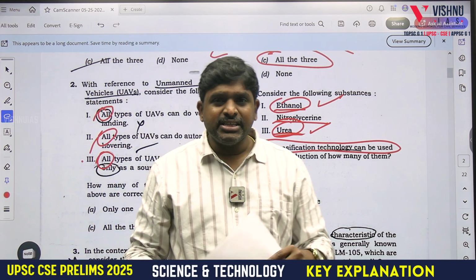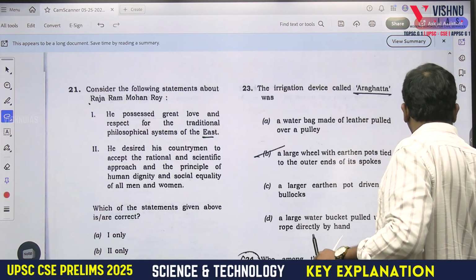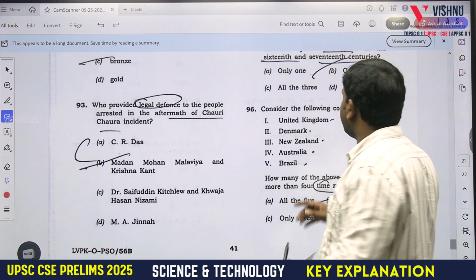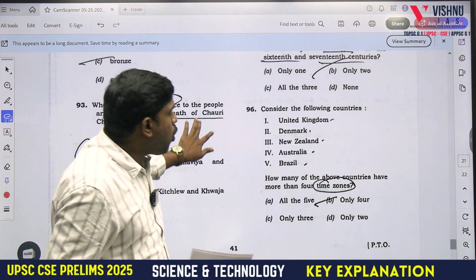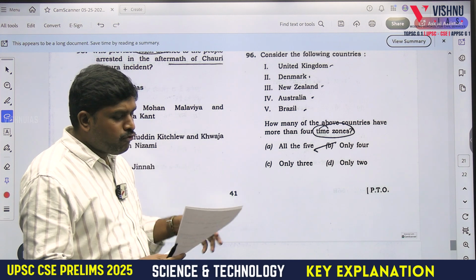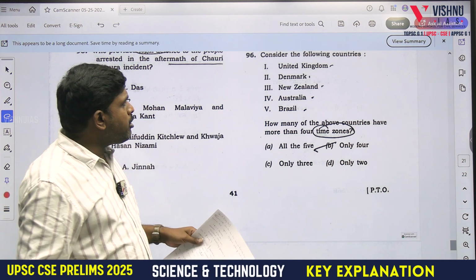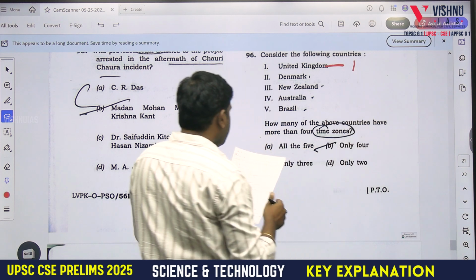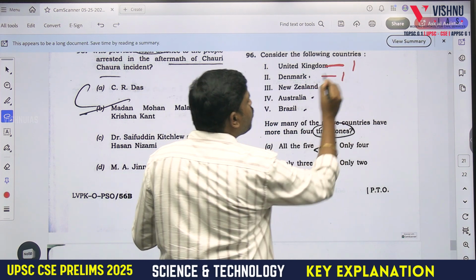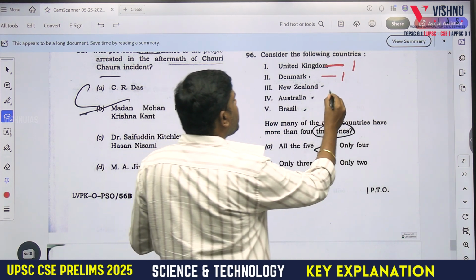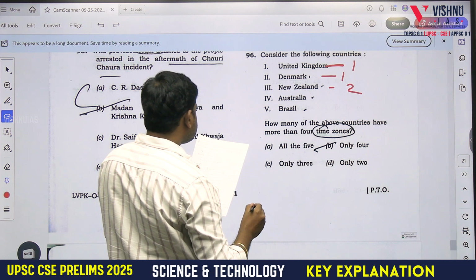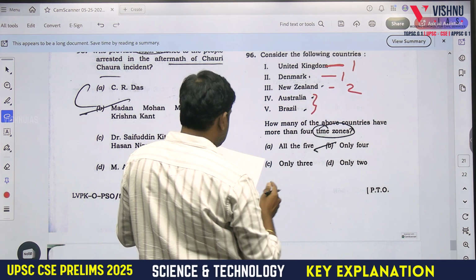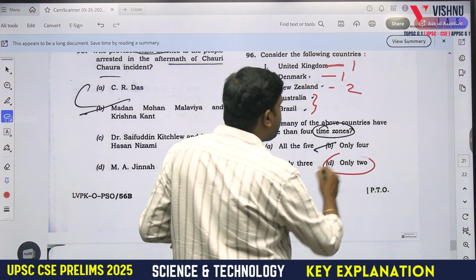Then again from 96 onwards, we have again, consider the following countries. How many of the countries have more than 4 time zones? For example, the UK has only 1 time zone. If you talk about Denmark, we have only 1, whereas New Zealand has 2, and when we discuss Australia and Brazil, large geographical area, so multiple zones. So answer would be D, only 2.